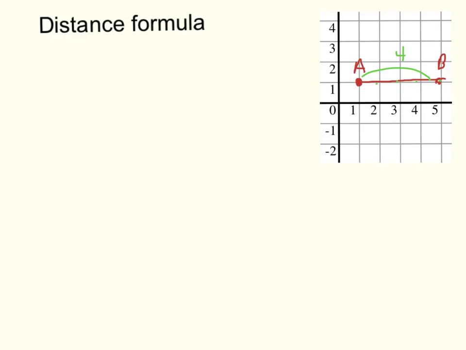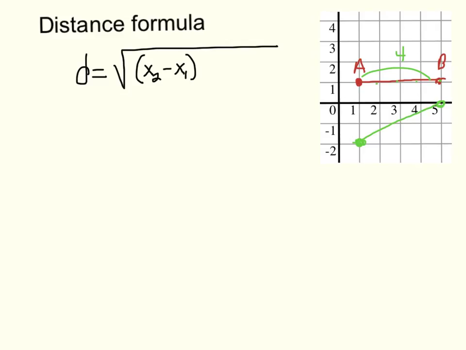However, what happens when you have something that looks like this? What's the distance from this point to this point? Now that's going to be a little different, so we're going to use the distance formula to find that. The distance formula is d equals the square root of the difference of your x coordinates, squared, plus the difference of your y coordinates, squared. You add them together, and then you take the square root of the entire sum.